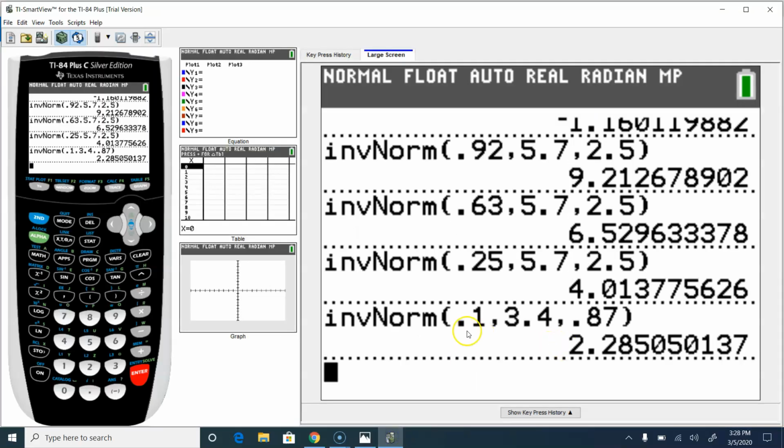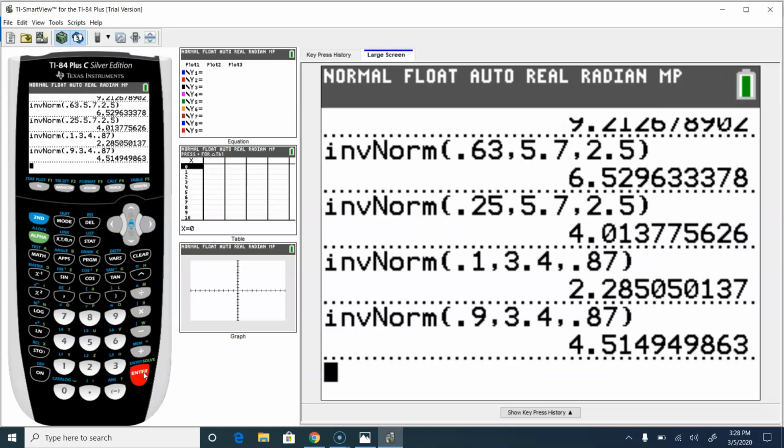Well, I already did the bottom 10%. That's 2.29. So to find that top cutoff, we have to change that 0.1 to a 0.9 because it's 80% plus the one tail that has 10% in it. That'll be a total of 90%. Okay. Go enter, and I see that it's 4.51.